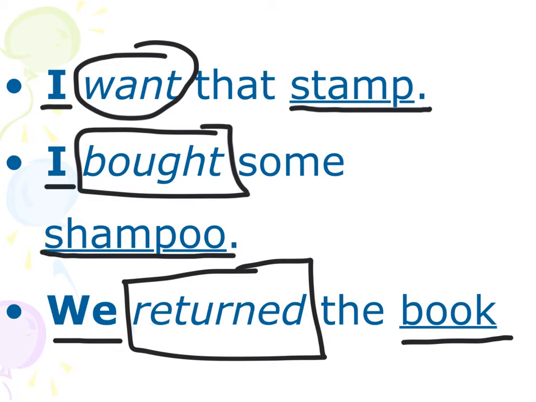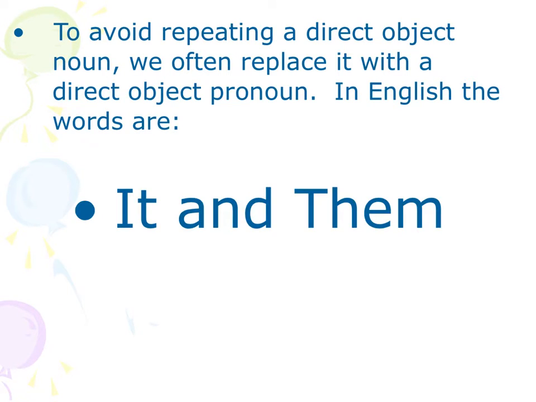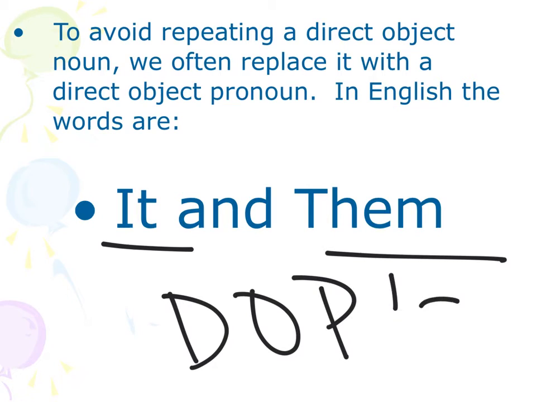So hopefully now you should have figured out what a direct object is. In order to avoid repeating a direct object noun, we often replace it with a direct object pronoun. In English, what do you think these 2 words are? What are we going to replace the stamp, shampoo, or book with? Well, if you guessed that we're going to replace them with it and them, then you are correct. The it and them are DOPs in English. But we're going to learn what they become in Spanish.